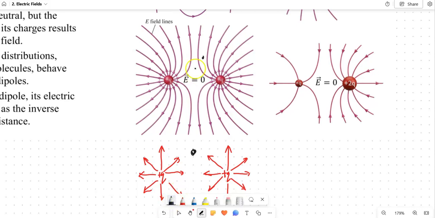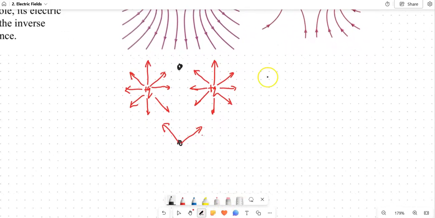So if you take a look at this, you put a line here, you get an upwards line right in between them. You add those two electric field vectors together, up and to the left plus up and to the right, you get an overall electric field vector pointing up. Okay.